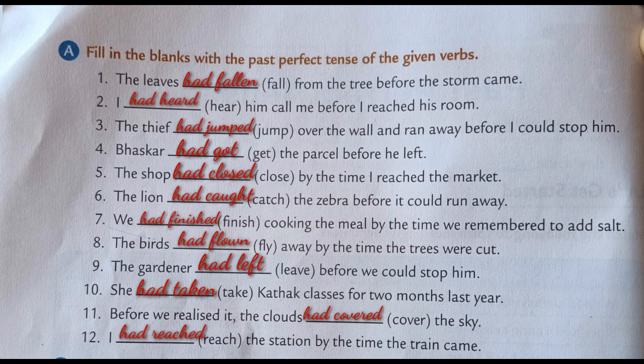Fifth one, the shop had closed by the time I reached the market. The given verb is close. Close changed to had closed. Sixth one, the lion had caught the zebra before it could run away. The given verb is catch. Catch changed to had caught.